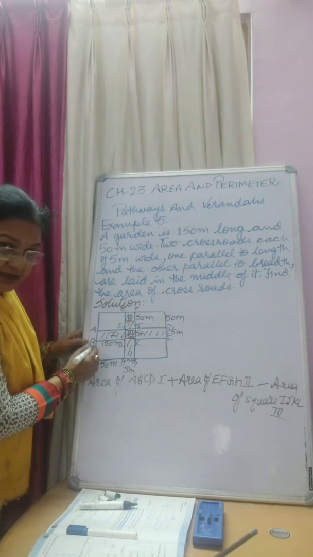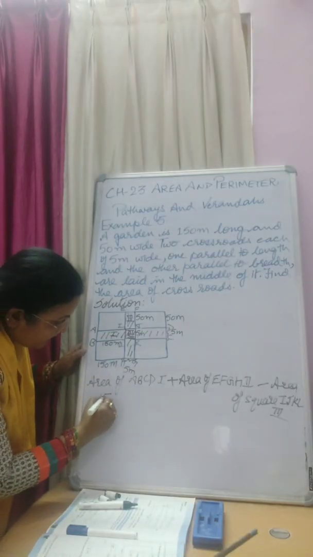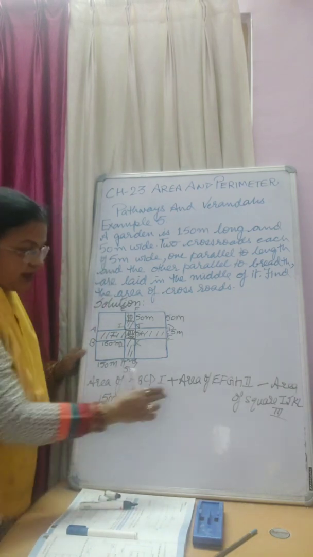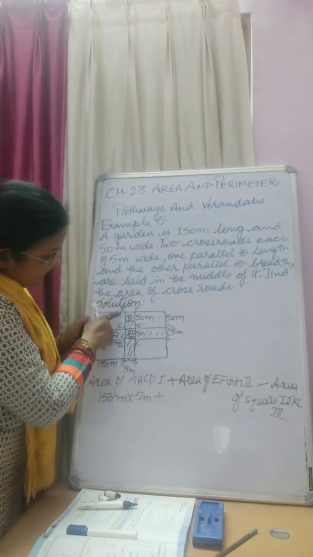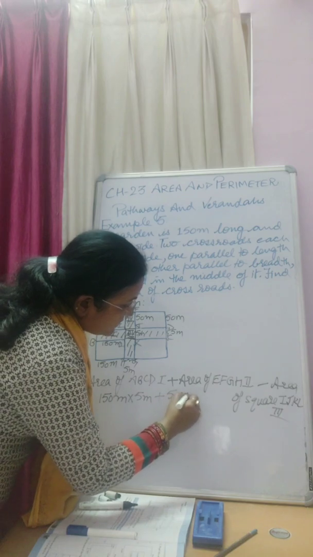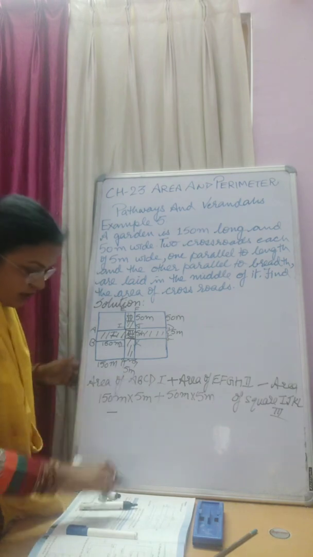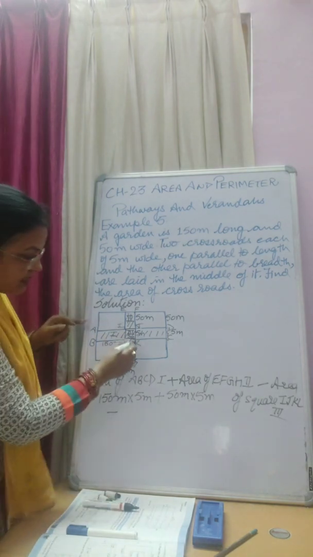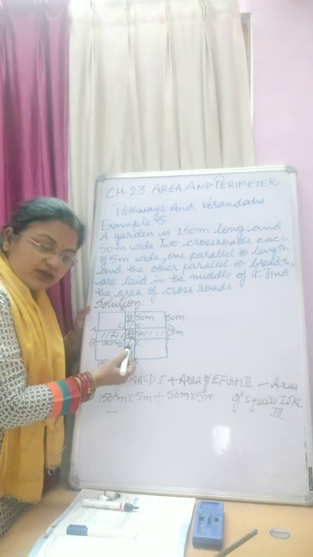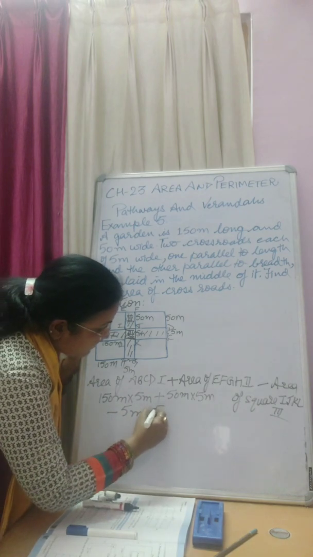The length is 150 and breadth is 5 meter. So 150 meter into 5 meter, plus area of EFGH, that is 50 meter into 5 meter, minus area of IJKL, that is 5 meter into 5 meter. Why 5 meter into 5 meter? Because it is a square. So 5 meter into 5 meter.